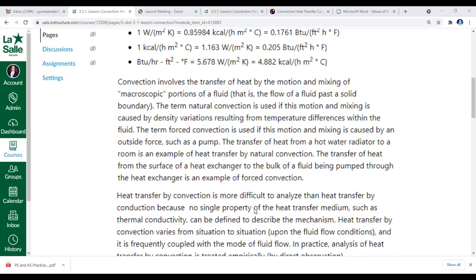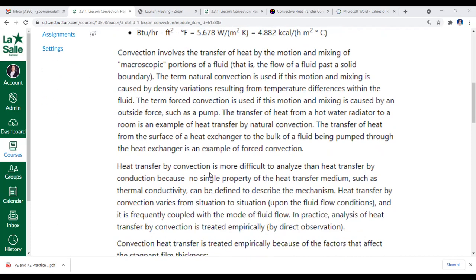Now, heat transfer by convection is more challenging, if I will use an appropriate term, or more difficult to analyze than heat transfer by conduction because there's no single property of the heat transfer medium, such as thermal conductivity, that can be defined to describe the mechanism. So heat transfer by convection varies from situation to situation depending upon the fluid flow conditions, and it is frequently coupled with the mode of fluid flow. In practice, analysis of heat transfer by convection is treated empirically, that is, by direct observation.